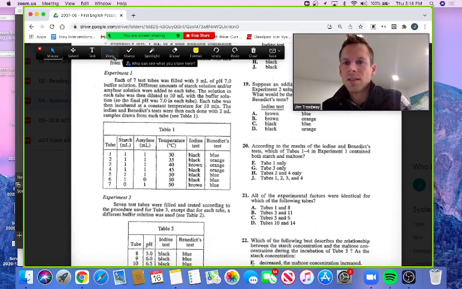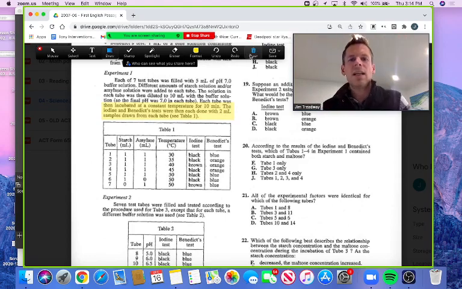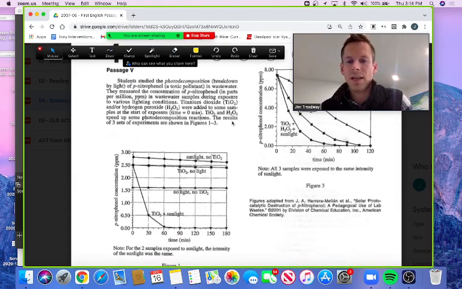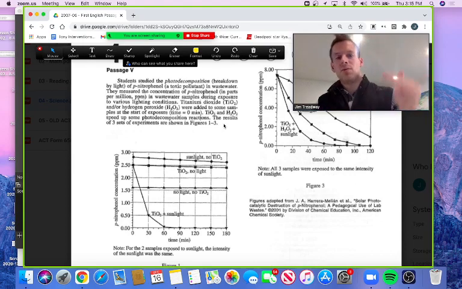So for table 1 here, let's look for the title information. Usually it's in the line of text right above the graph or table. It says the iodine and Benedict's test were then each done with 2 milliliter samples drawn from each tube. See table 1 for the results. It's a line of text like this. It just gives you a basic intro to what is in this figure or table. Here's a classic one right here. For figure 1 here, the line right above says, the results of 3 sets of experiments are shown in figures 1 and 3. That is title information, a rough summary of what's in this table or graph.